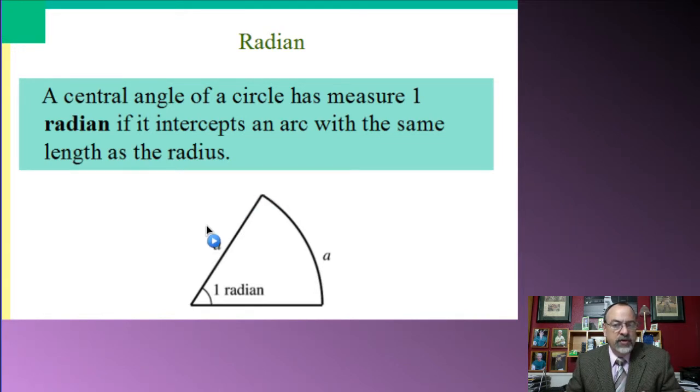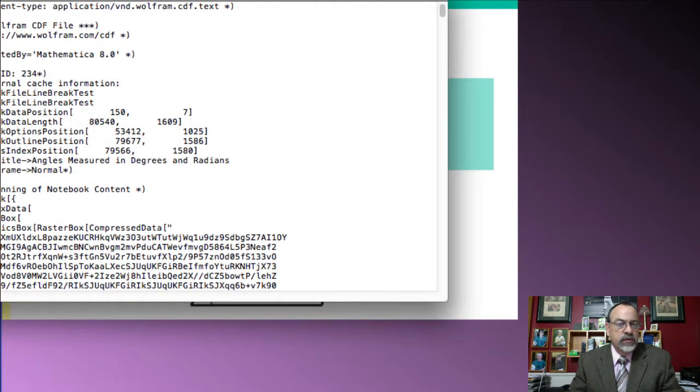So radian is a unit of measure. So that's a radius of 1. Oops, sorry for that.